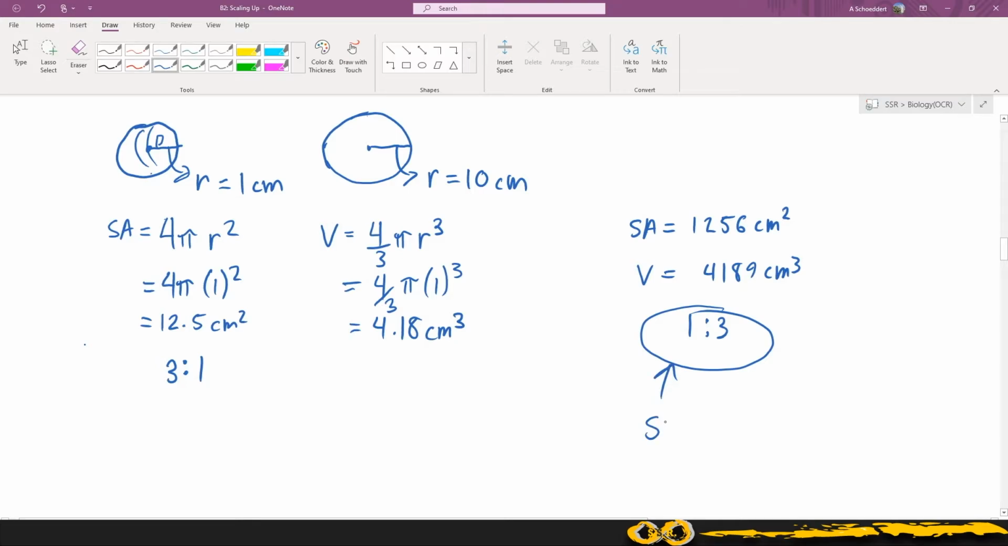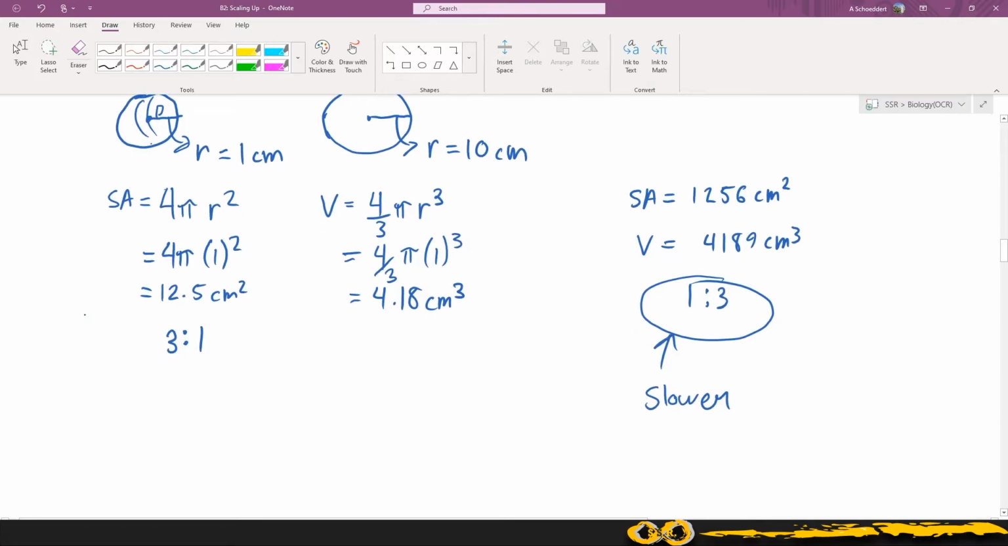It'll be slower if the ratio is less, and that's because diffusion would have to go all the way across that huge volume of the cell, and it would have very little surface area in order to get into the cell in the first place. We prefer a high ratio for diffusion and the other movements of particles.